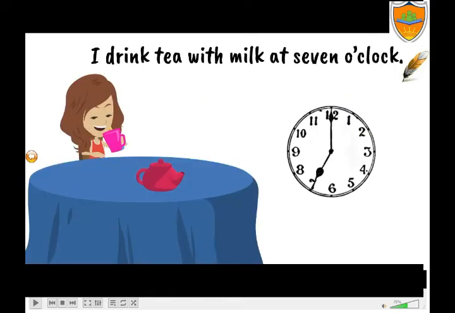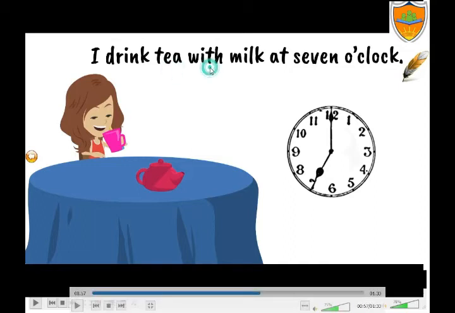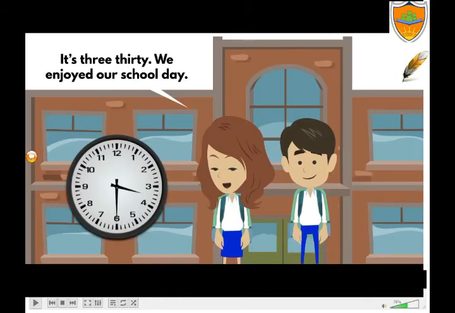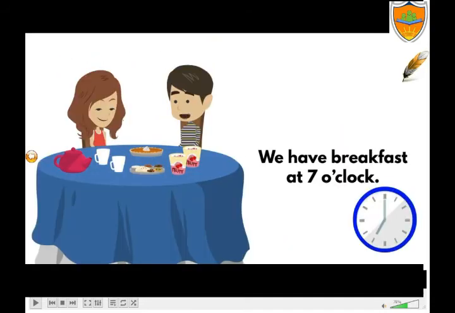Let's read together. I drink tea with milk at 7 o'clock. We notice here we are using at before the time in the sentence. Like I drink tea with milk at 7 o'clock. It's 3:30. We enjoyed our school day. We have breakfast.